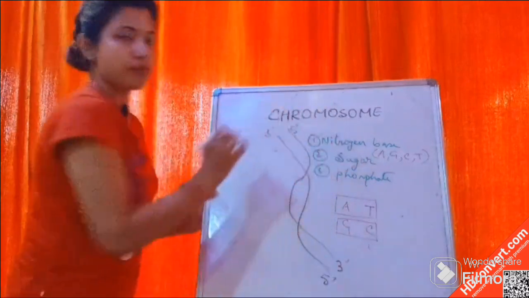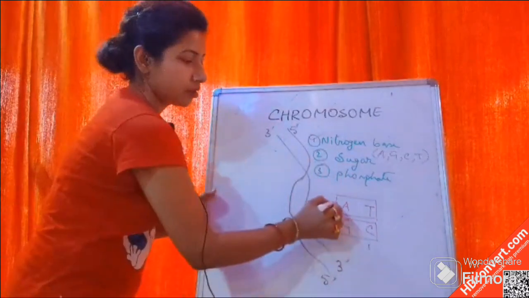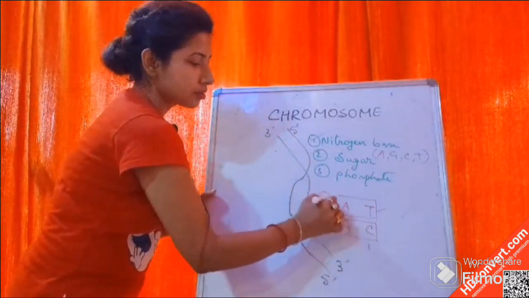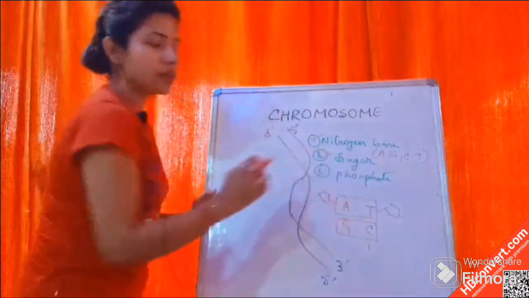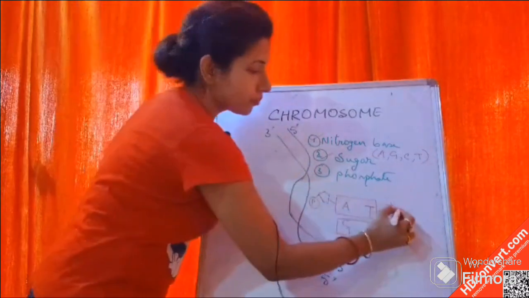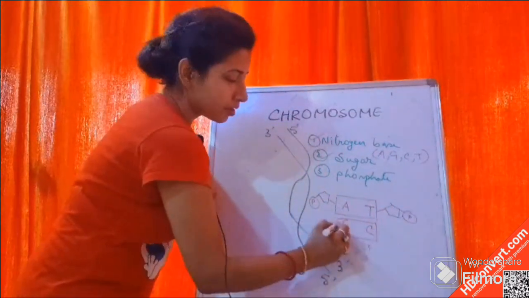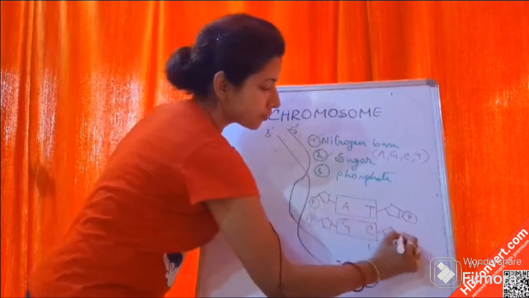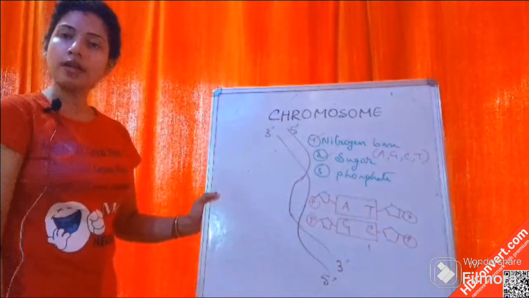Okay. So, I have already drawn here the nitrogen bases. Next thing is sugar. In the 2 hands of this nitrogen base pair, there is a pentose sugar. And the third thing is phosphate. With the pentose sugar, there is a phosphate group. Similarly, with this nitrogen base pair, here is a pentose sugar and here is a phosphate group. So, these are 2 nucleotide sequences.